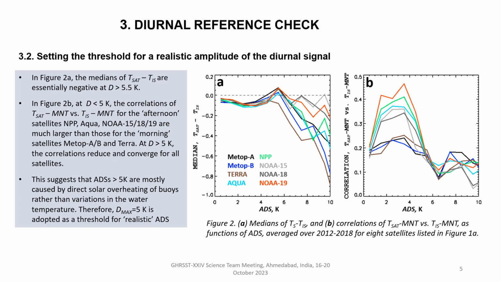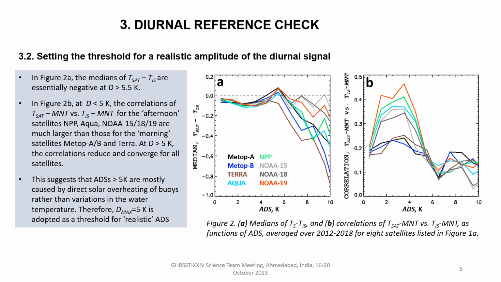We did this based on the relationship between in situ and satellite SSTs with the datasets of matchups from simultaneously flown satellites. Figure 2a shows medians of satellite minus in situ SSTs for 8 satellites in 2012-2013 as functions of ADS. These medians become essentially negative, or in other words, in situ SSTs become much warmer than satellite SSTs when the ADS exceeds 5 Kelvin.